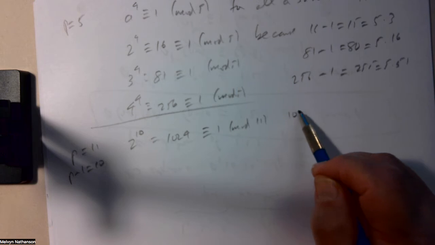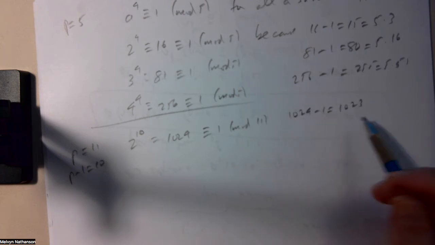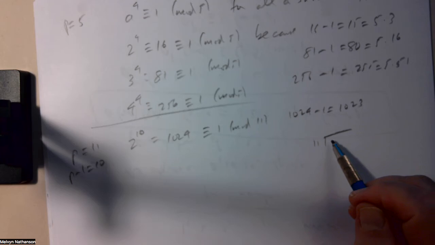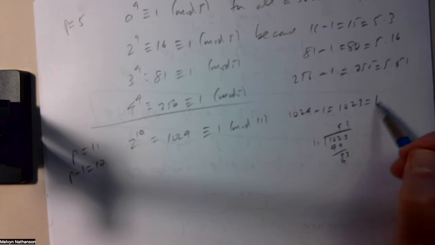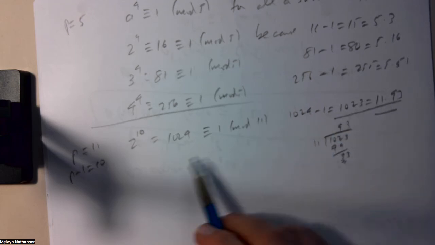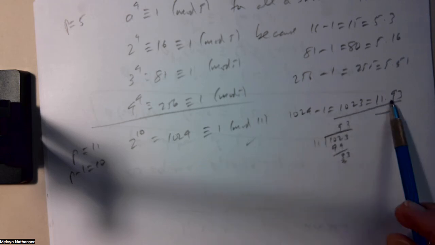Is it? Well, 1024 minus 1 is 1023. If I divide 11 into 1023, what do I get? I get 93. This is 11 times 93. So this is true. 1024 minus 1 is divisible by 11.